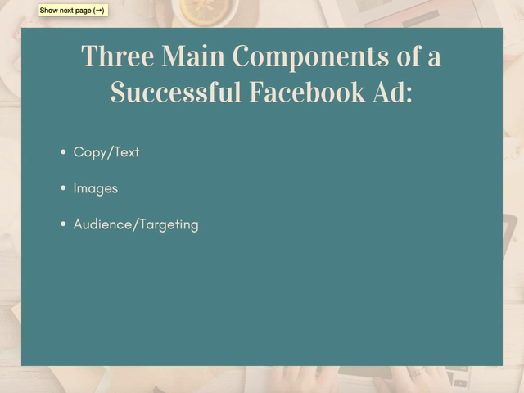So, the three main components of a successful Facebook ad are the copy, which is also the text, images, and your audience/targeting.